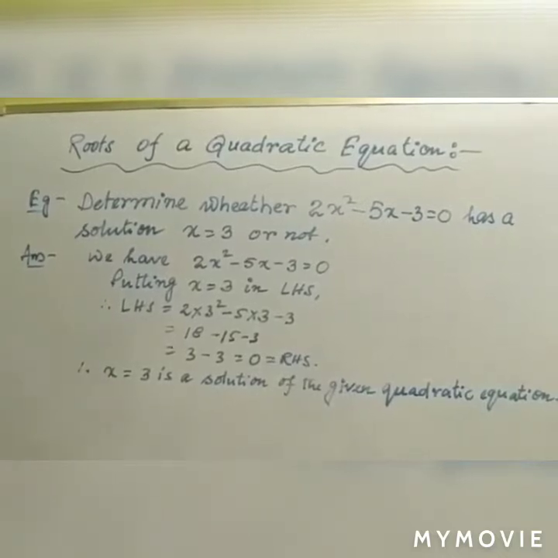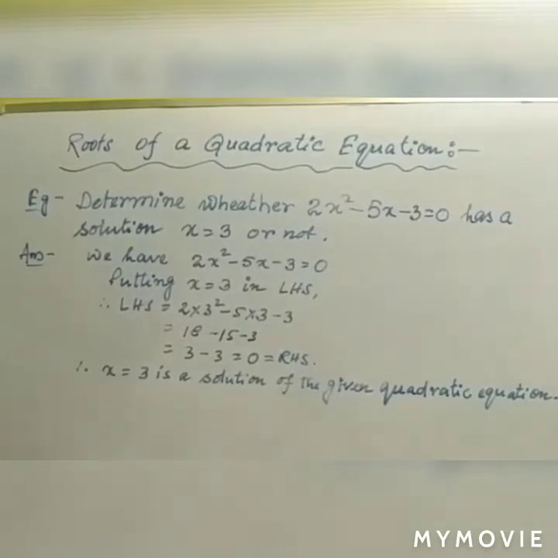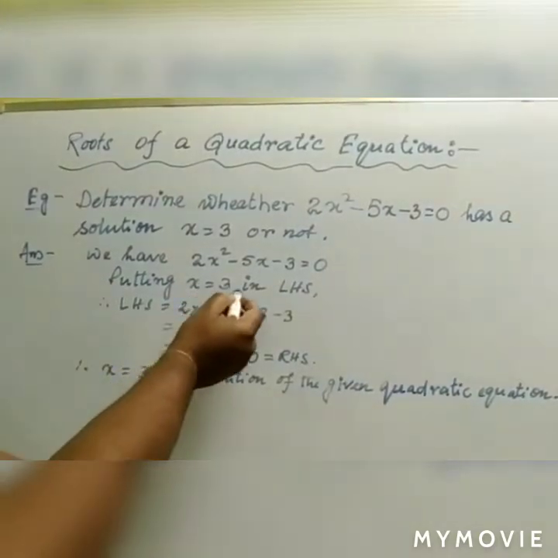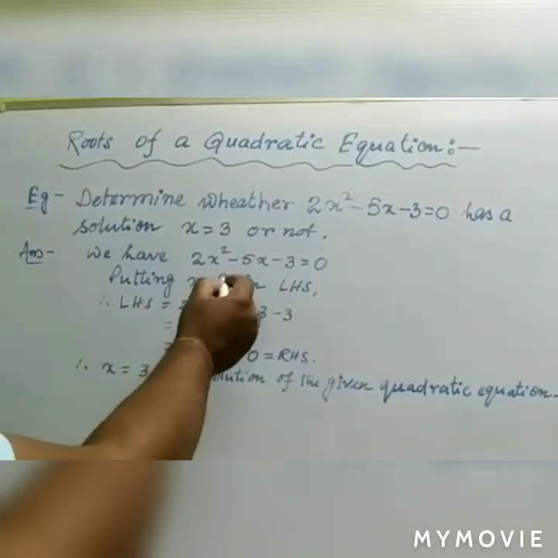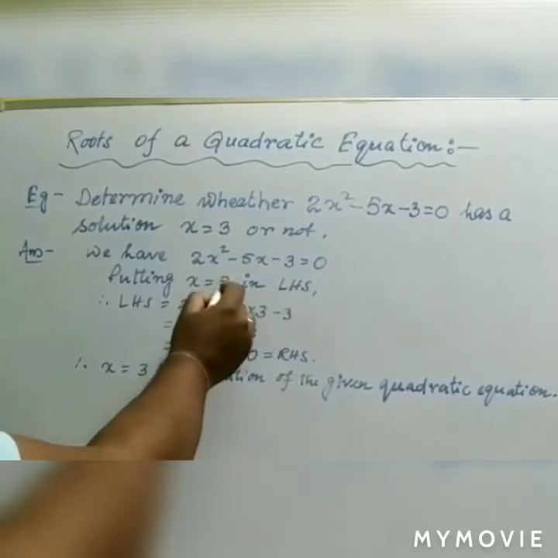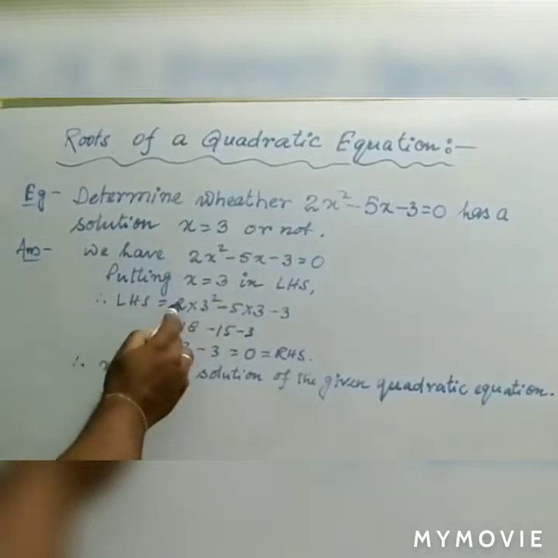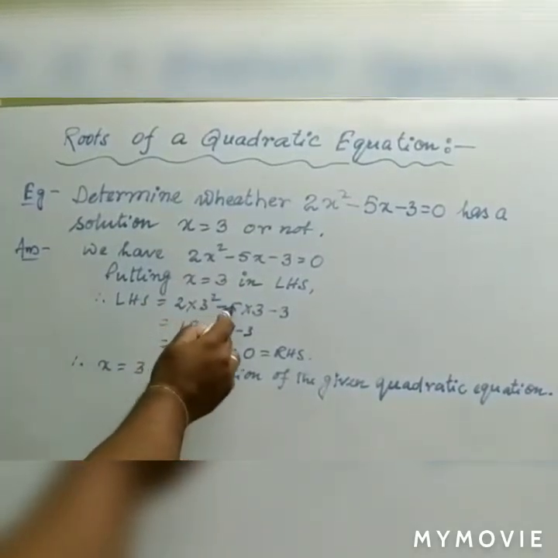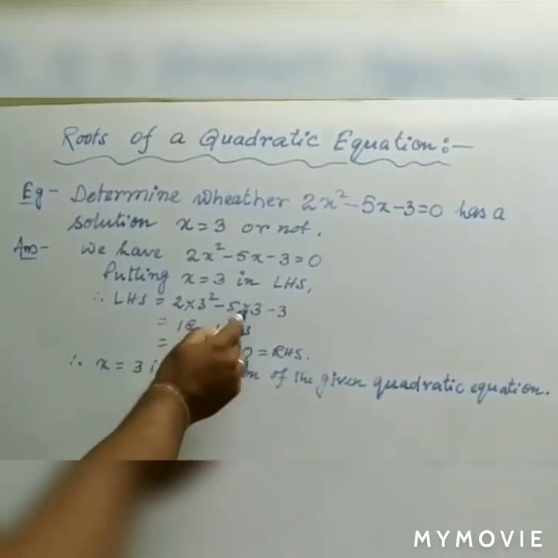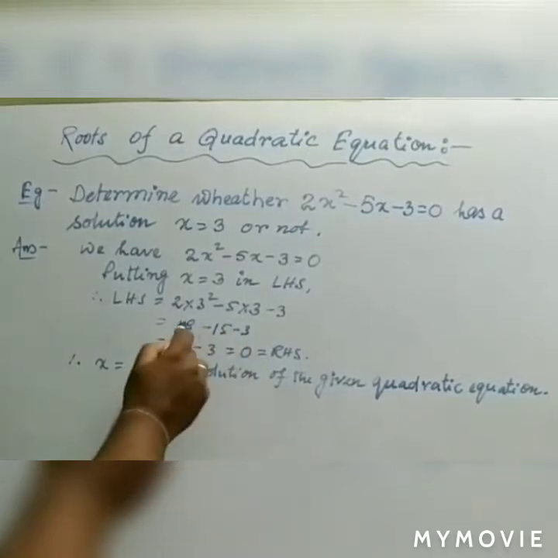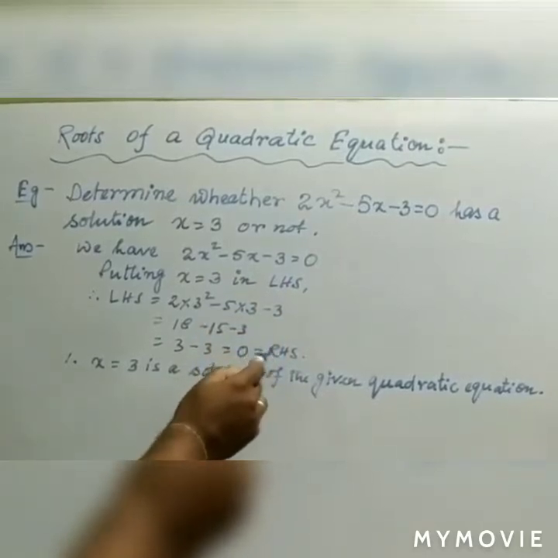We have 2x square minus 5x minus 3 equals to 0. It has been given. So now we are putting x equals to 3 in the LHS, because we need to see whether using the value of x equals to 3 it gives the RHS or not. So LHS becomes 2 into 3 square minus 5 into 3 minus 3. And this 3 square is 9, so 9 twos are 18 minus 15 minus 3. So 18 minus 15 gives 3 minus 3, which equals 0, and it is given as the RHS.